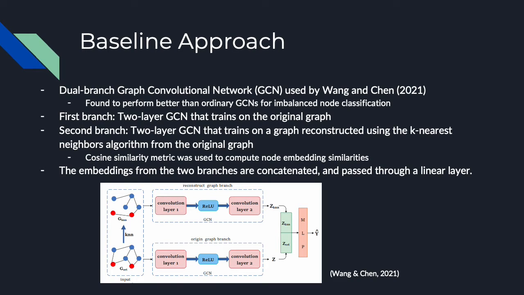In our project, we wanted to devise a model architecture that is resilient to class imbalances. For our baseline model architecture, we used the dual-branch GCN proposed by Wang and Chen. In this model, two branches carry out the GCN training on two versions of the input network. One branch trains on the original unmodified graph, and the other branch trains on a reconstructed graph built using the k-nearest neighbors algorithm to connect similar nodes based on their features.